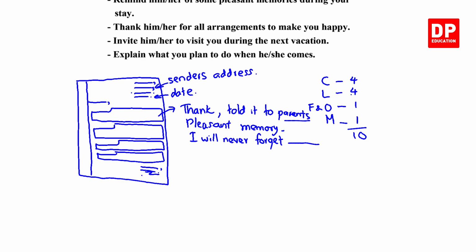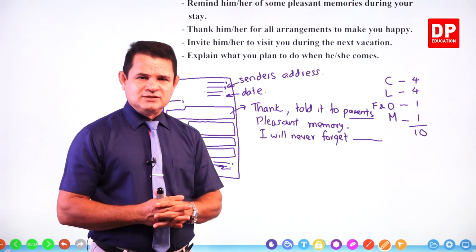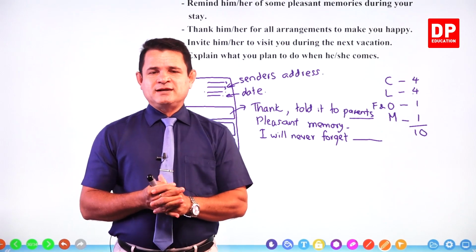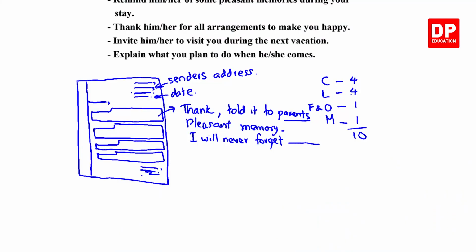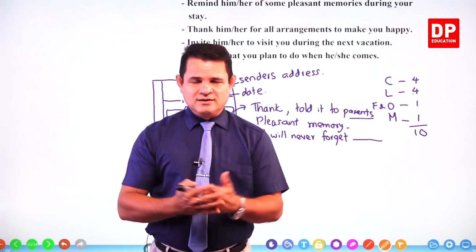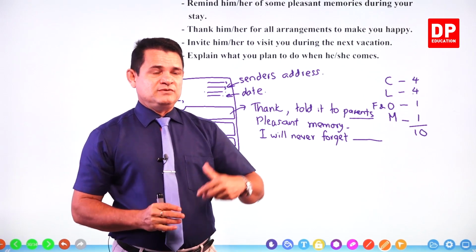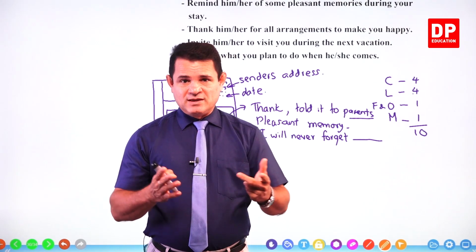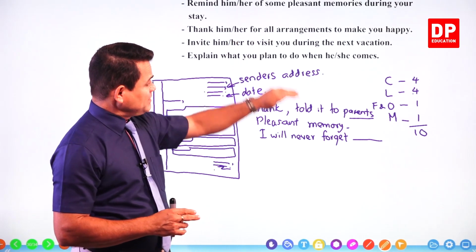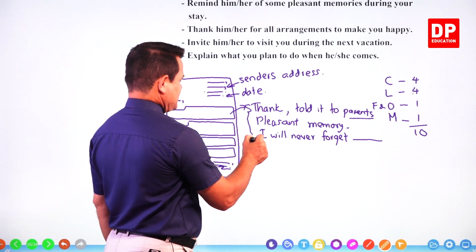Then you can make them happy also; when you say that, they become happy. Or else it can be an incident. I will never forget the journey that we had to Adam's Peak, or the day that we had the sea bath or we visited the waterfall. Explain some pleasant memory like that. And that is all you can write in this paragraph.